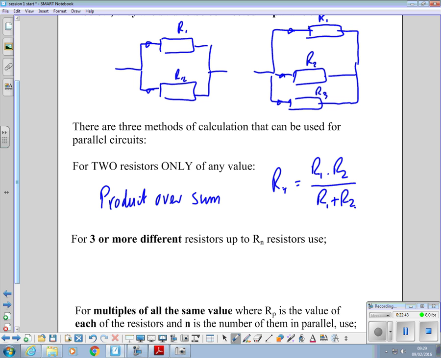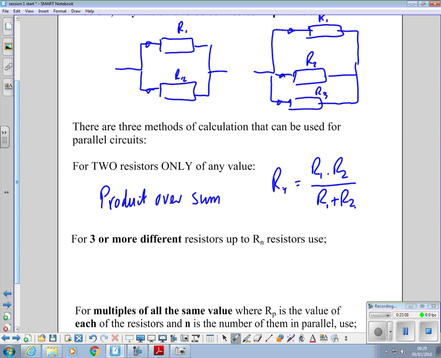You just leave it the same and then add another times R3 at the top and then plus R3 at the bottom. You can do it with 3 or 4 or 5 or 6 or 7. If you could do that on that circuit, because you could do a product over sum on that pair, and then take the result of that and do product over sum with the result in that one. That's a bit unwieldy. There's a better way to do it.